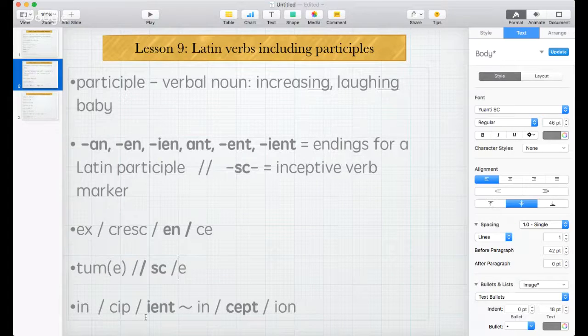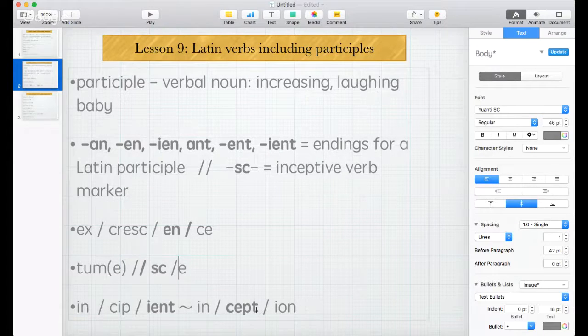Incipient is an example of a word that uses a participle. And so the ient here is functioning as an ending. In other words, this literally means cip, to take, in this case used as an intensifier. So it actually means something like taking in. Literally though, this means beginning. It's actually used that way in English.